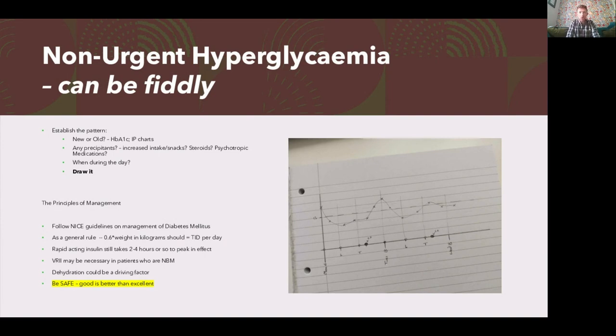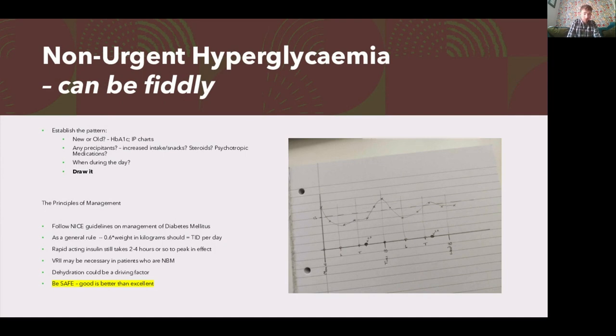If it is a non-urgent hyperglycemia, which is the phrase I would use to characterize this in instances where there's no DKA, no HHS, you've got time to figure out the pattern. And that is what will tell you how you're going to manage this. Is this new or old? Look back through their charts. Have they been hyperglycemic throughout their admission, or is this a sudden one-off spike?